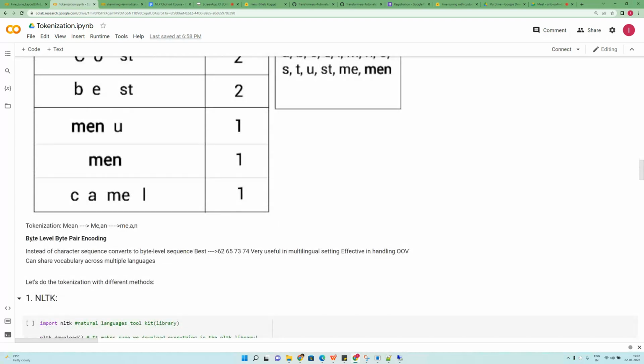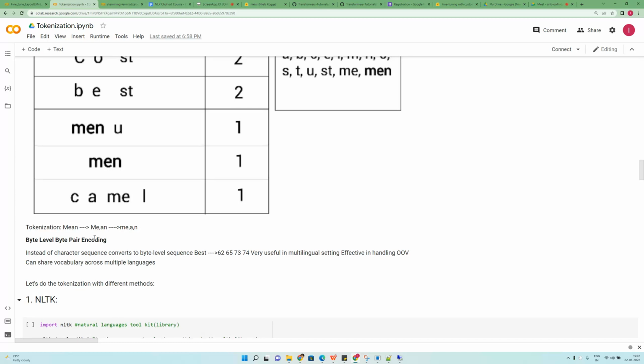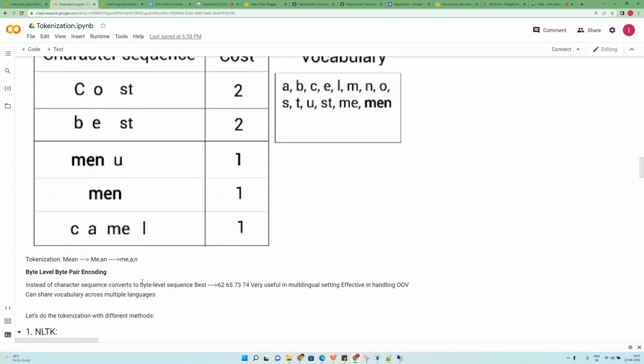Now there is something called byte level byte pair encoding. The idea is, instead of using characters, why can't we use byte level? So byte level is that you will divide the word into characters and you will take that character's ASCII value and you will store it instead of just storing the characters. You are actually converting those characters into some ASCII value and you're looking at byte level information instead of character level information.